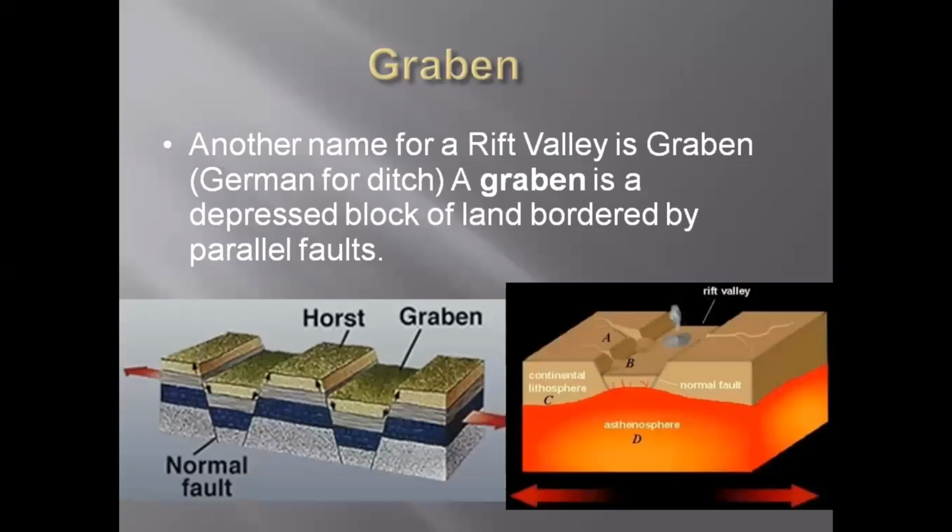Then we have the grabens. Rift valleys are mostly divided into two parts. We call the parts that are uplifted above horsts, and the parts that are drawn down are called grabens. Graben is normally a German word for a ditch, and it is basically a depressed block. We call it a graben.